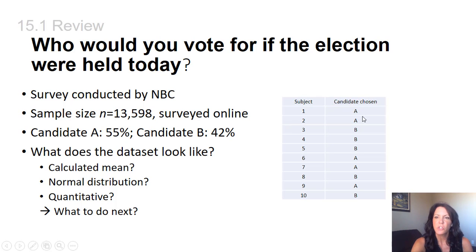I might code them as 1 and 2, but that doesn't mean that 1 and 2 mean anything mathematically. They're just categories. So what do you do? Well, you're going to do a non-parametric test. And in the next video, I'm going to show you the first kind of non-parametric test, something called the goodness of fit test. See you there.